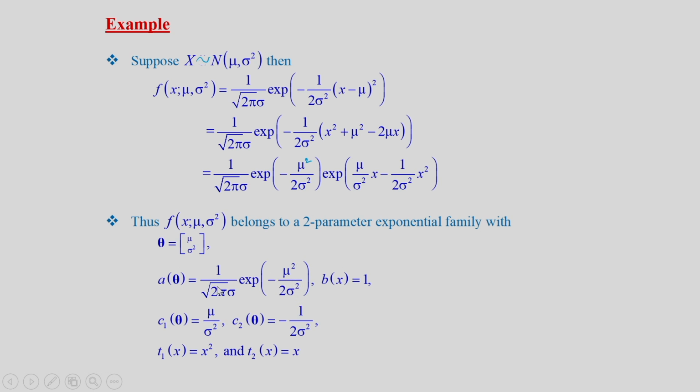So, it is a function of mu and sigma square, and b(x) is equal to 1. C1(theta) will be equal to mu by sigma square. C2(theta) will be minus 1 by 2 sigma square. T1(x) is equal to x and T2(x) is equal to x square. So, that way normal distribution is a member of the exponential family of distributions.